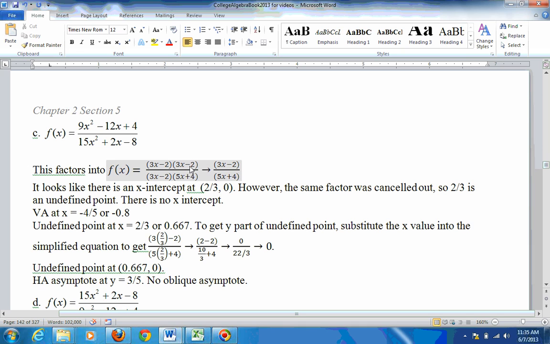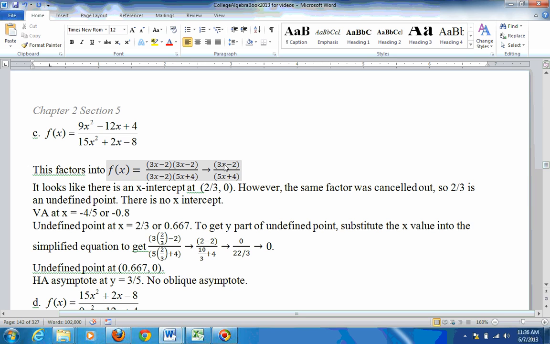But in fact, that 3x minus 2 also canceled out. And when you have a term that cancels out, even if it doesn't completely cancel out, it's either going to be an undefined point or a vertical asymptote. So it definitely cannot be an x-intercept. It would only be a vertical asymptote if it was left over in the bottom. So since it's not left over in the bottom, and it can't be an x-intercept because we canceled the 3x minus 2 out, at least one on the top and bottom, then the value that makes 3x minus 2 equal 0 is not an x-intercept, it's actually an undefined point.